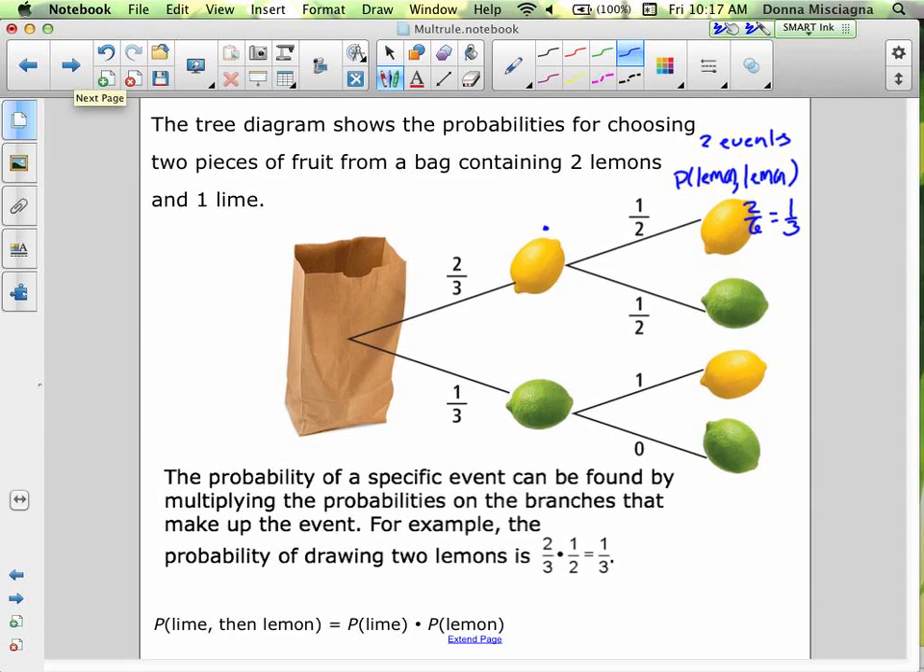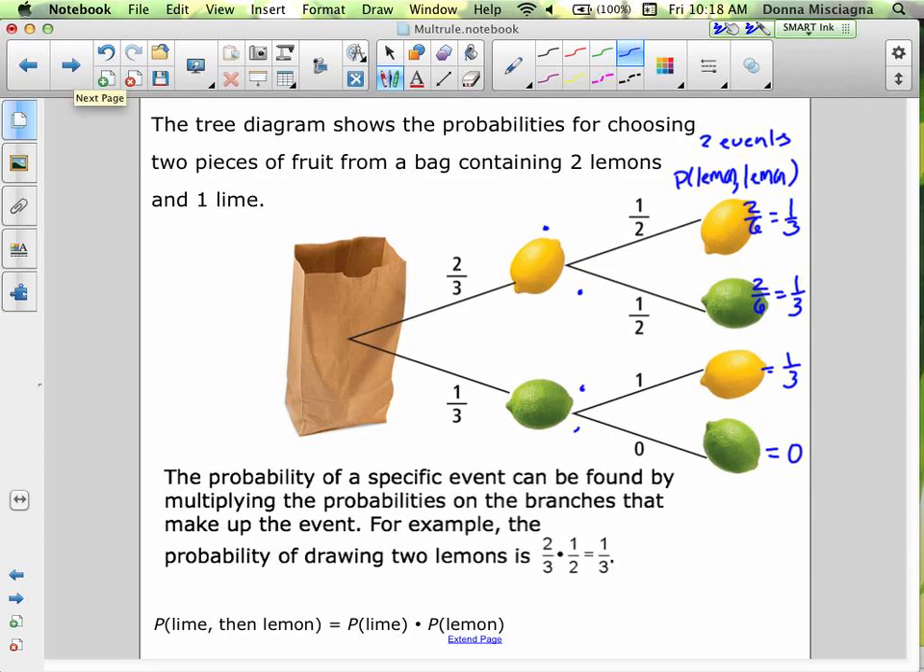The probability of getting a lemon then a lime is also 1/3, that would still be 2/6. After I get the first lemon, I have to get either a lemon or a lime, and it's a 50-50 shot. The probability of getting a lime then a lemon is going to be 1/3 times 1, which is 1/3. And the probability of getting a lime and a lime is 0 because there's not 2 limes. So that's not possible.